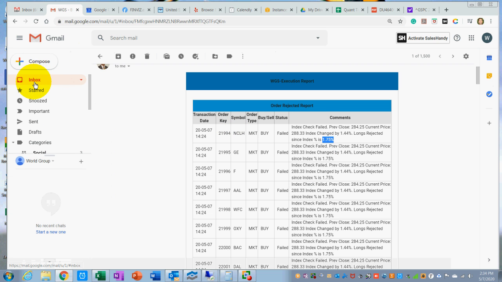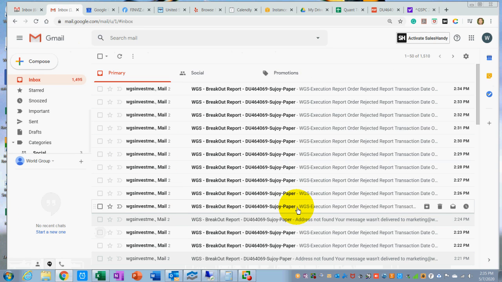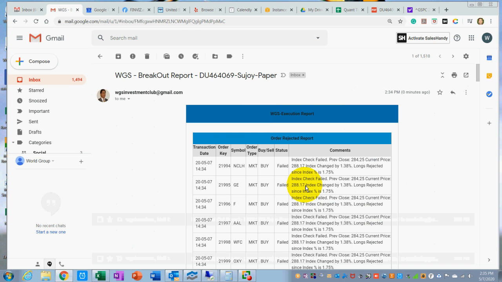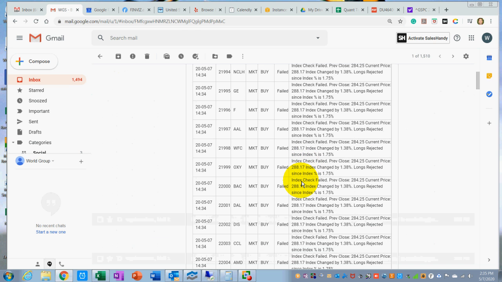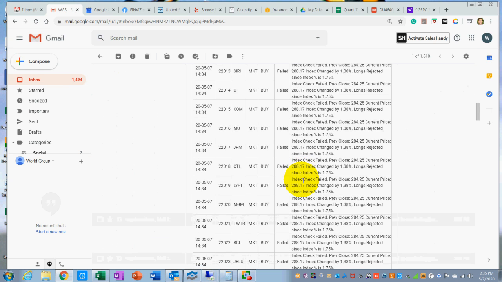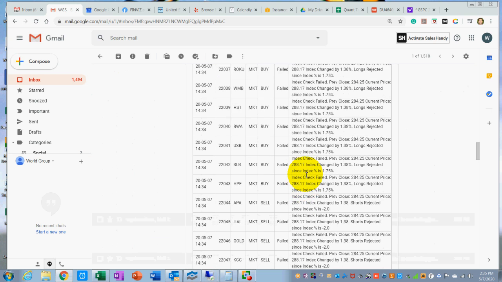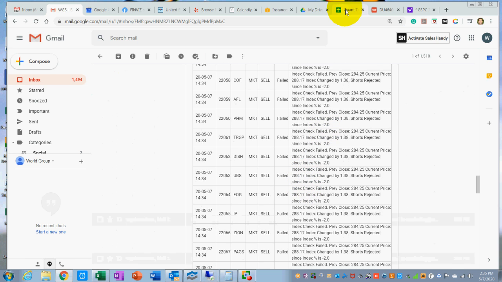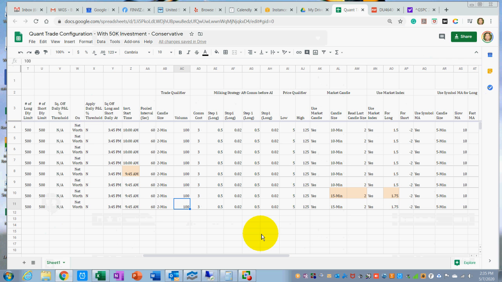So if you look at it, I think we must have got a lot more emails as I was speaking, and we are seeing that every 1 minute it is looking into the algorithm, into the market, and still rejecting all the 100 stocks which I'm playing with. So here 50 buy and 50 sell, and this is the same which we are looking at.